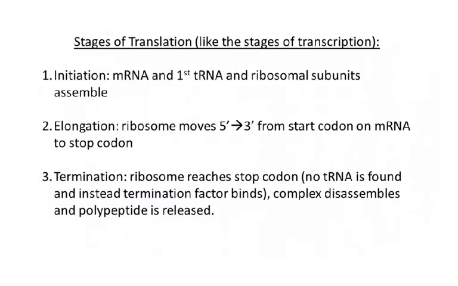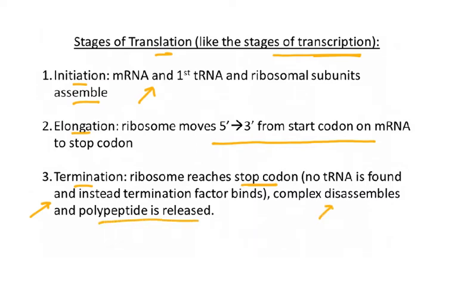Let's look at how this works. So we're going to see 3 stages of translation. These are going to look a little bit like the 3 stages of transcription. In fact, they're named exactly the same: initiation, elongation, and termination. In the first stage, we're going to see everything is assembled. Then we're going to see the mRNA chugging along, and we're going to watch as translation happens. Then finally, we need to reach the stop codon and have everything disassemble and have that protein released.